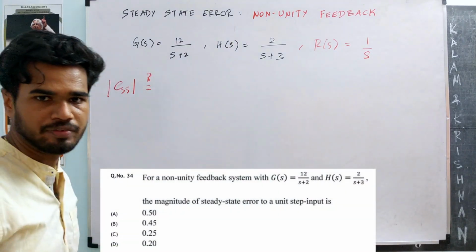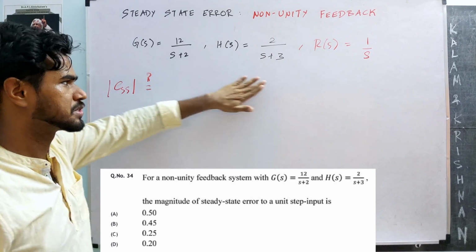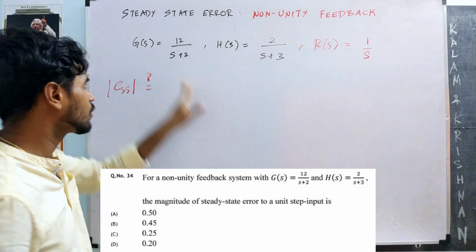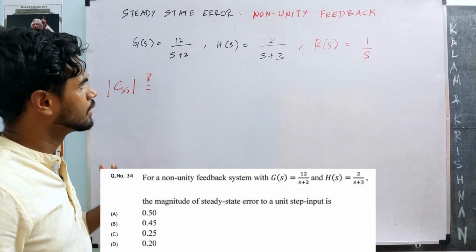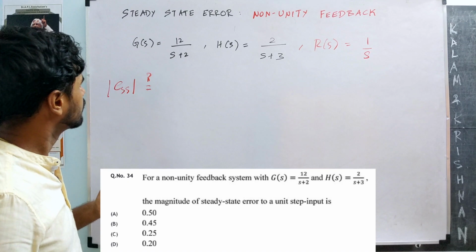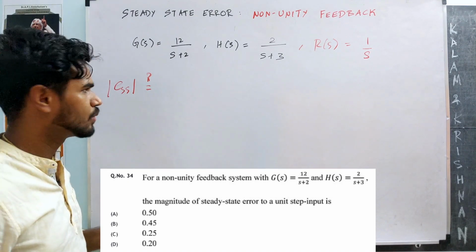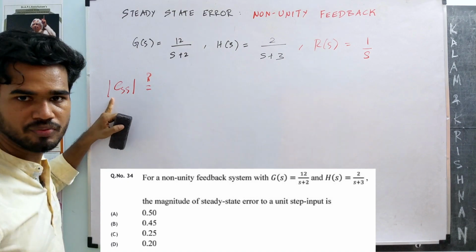Given a non-unity feedback system, with G(s) is 12 by s plus 2 and H(s) is 2 by s plus 3. I'm going to presume you know what G(s) and H(s) are. For the first part, we want the magnitude of the steady state error for a unit step input. Okay, so what is e_ss, the magnitude of the steady state error?